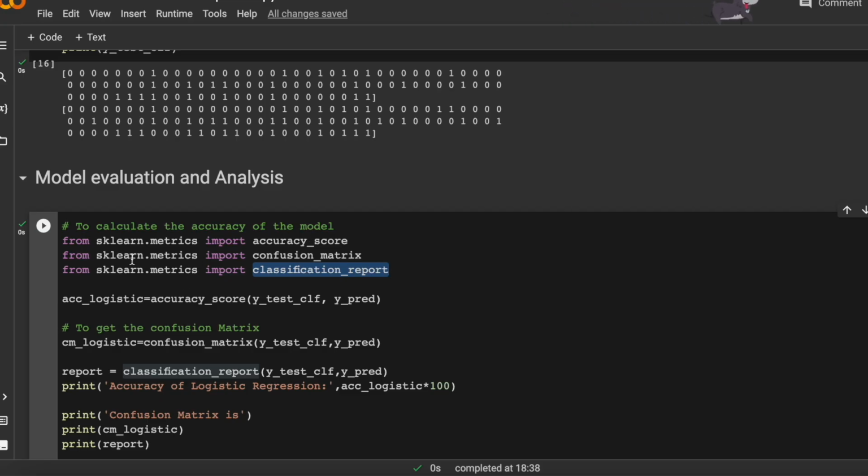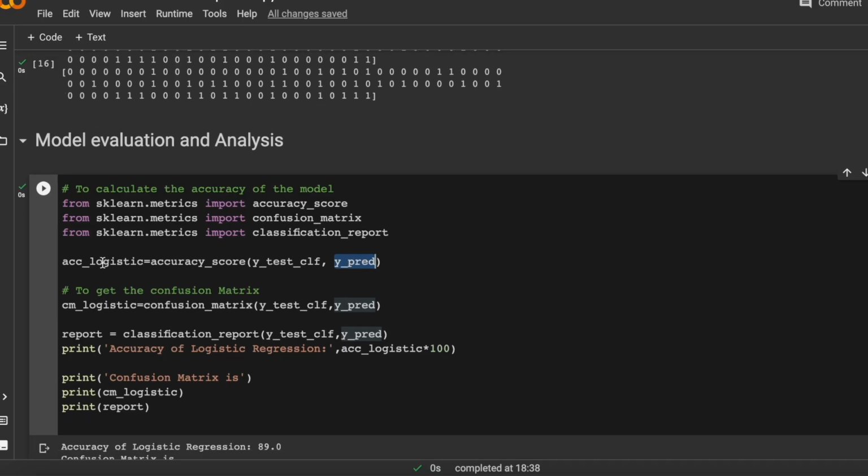Using them is very easy. You just import them from scikit-learn.metrics and then directly call them. The first argument is always the true value, which in our case is y test CLF, and the second argument is always the predicted values, which is y pred. The accuracy is between 0 and 1, so if you want a percentage number, we have to multiply it by 100. And we will see what the confusion matrix and reports look like.